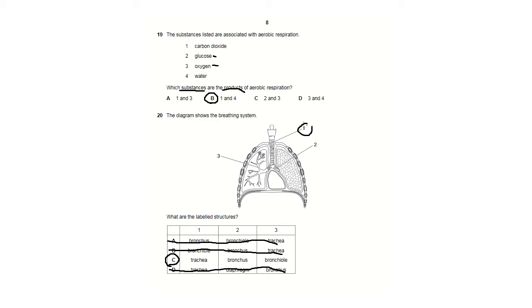Because then we have the trachea, the bronchus, and the bronchioles out here. I think it's often easy to see which one it can't be and then go from that.